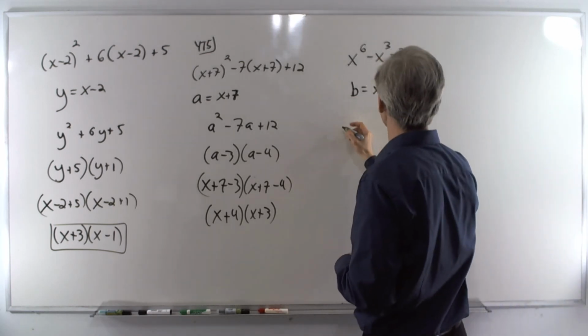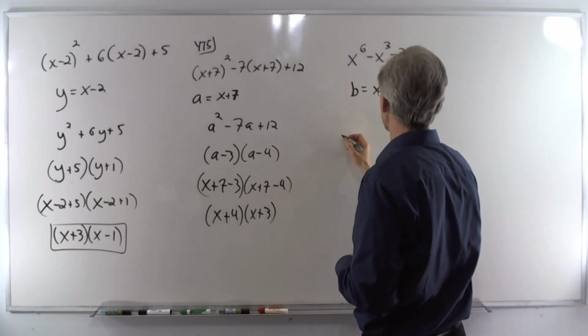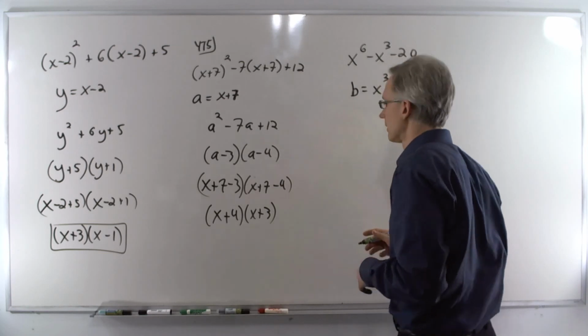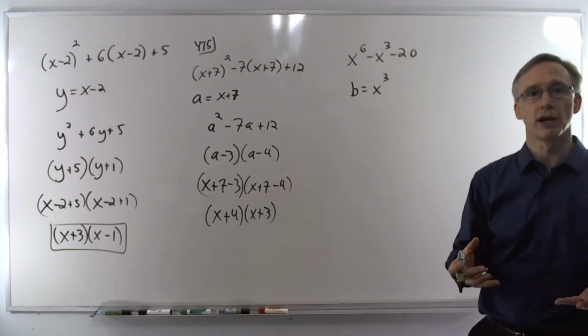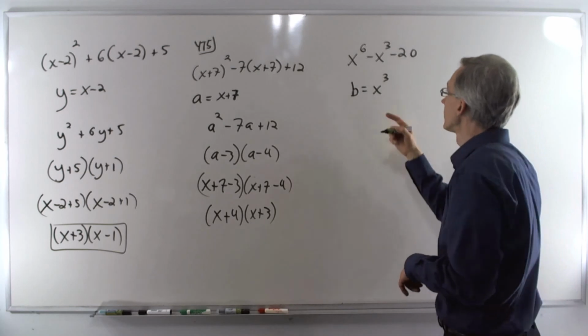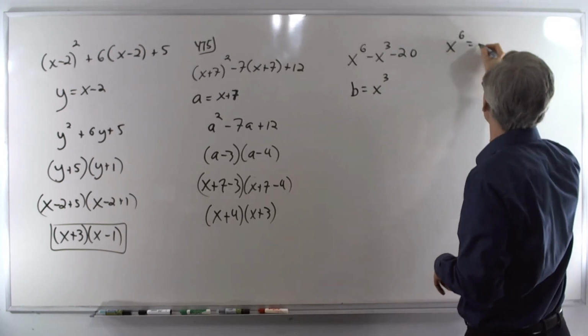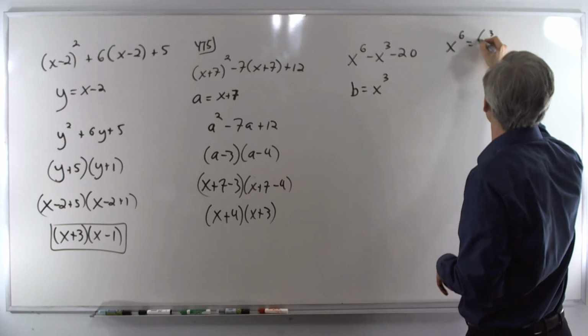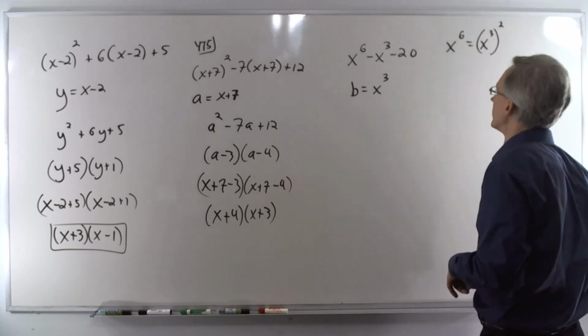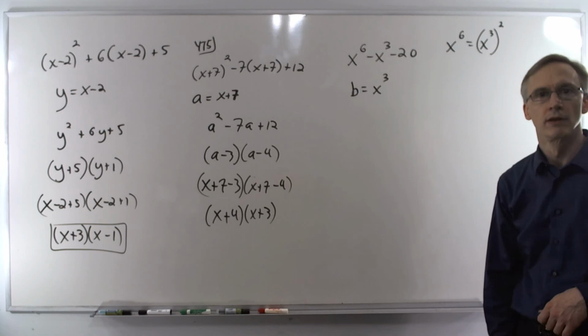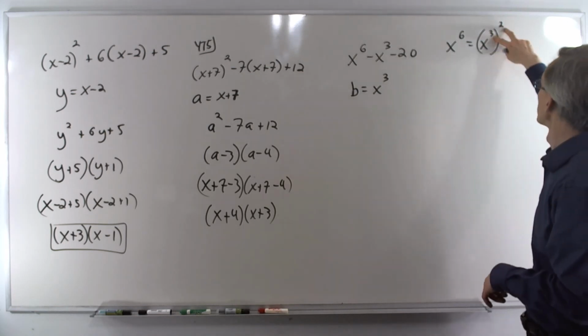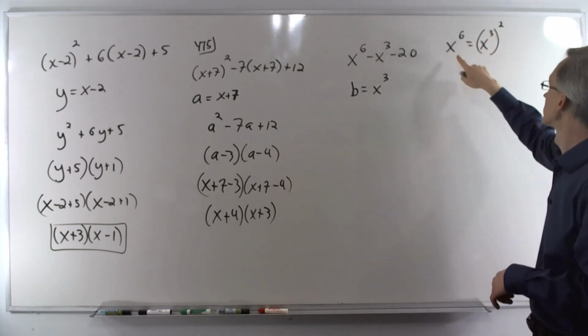Now when we substitute, let's rewrite this x to the 6th power. Keeping in mind our properties of exponents that we learned in chapter 4, we can rewrite x to the 6th as x to the 3rd squared. Right? Power to a power, multiply the exponents to get x to the 6th. So those two things are equivalent.